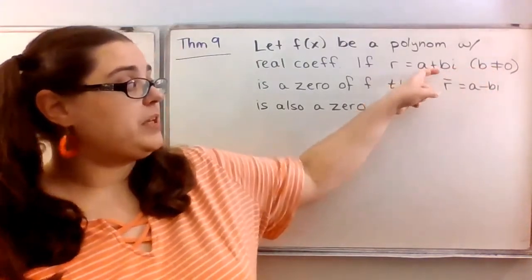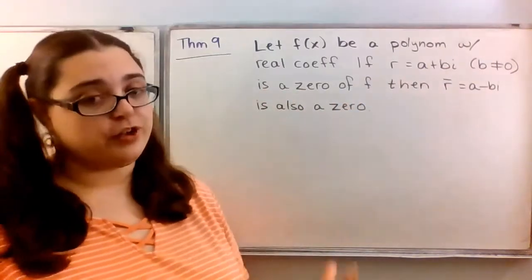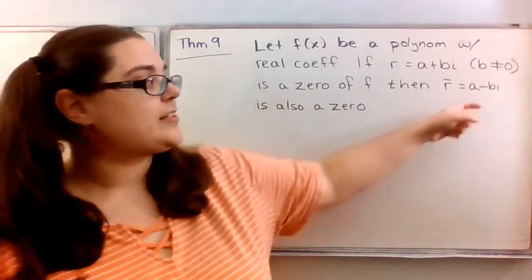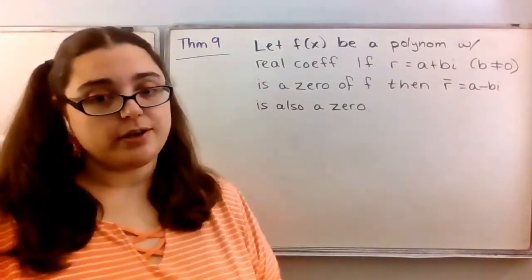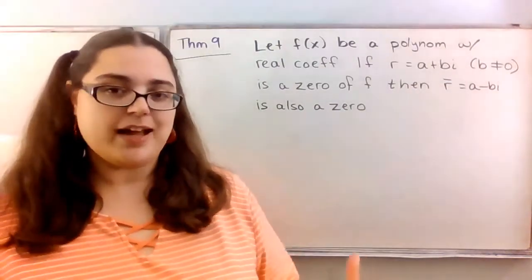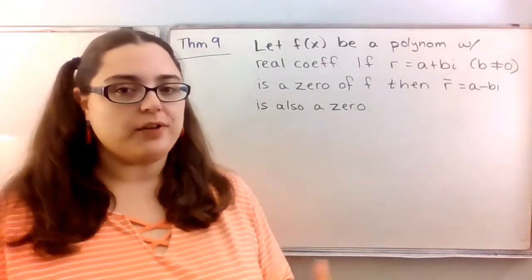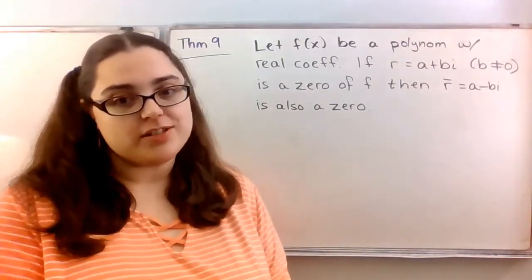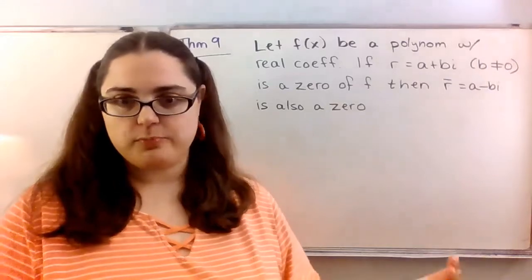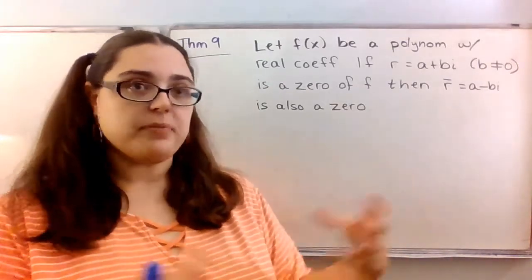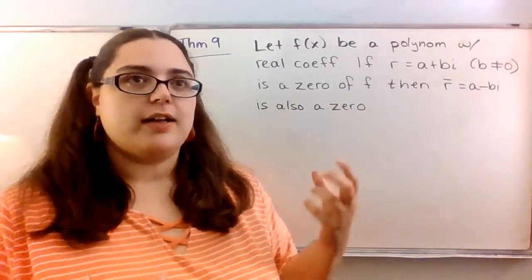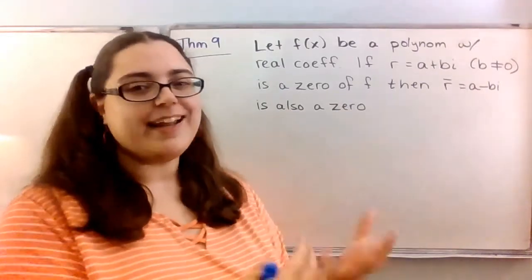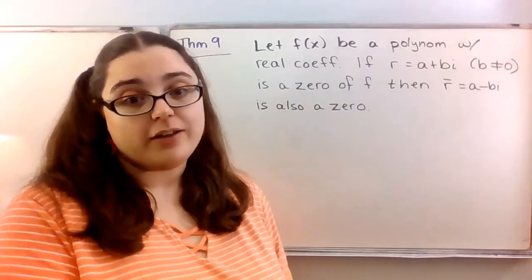So if a plus bi is a 0 of your function f, then its complex conjugate, a minus bi, is also going to be a 0. And here's why that happens. If I have a polynomial that has real number coefficients, but it has a complex root, that means there has to be something in the multiplication process that turns that complex root, it's got to multiply and cancel somehow so that I only get a real value.